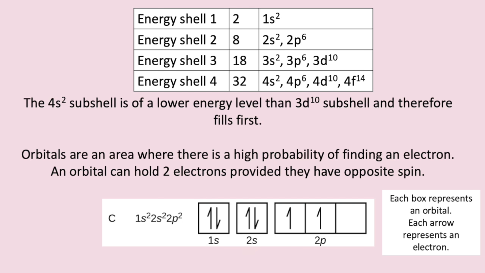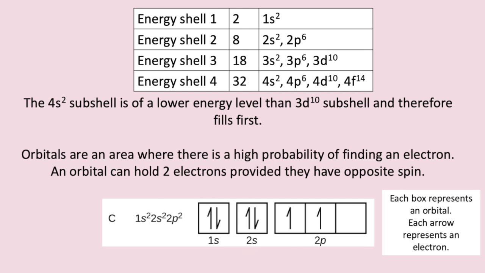So, the order of subshells is 1s, 2s, 2p, 3s, 3p, 3d, 4s, and 4p. Each subshell has a higher energy. However, there is an exception to this rule. The 3d subshell has a higher energy than the 4s subshell, meaning the 4s subshell will fill first. The order of filling therefore is 1s, 2s, 2p, 3s, 3p, 4s, 3d, 4p.